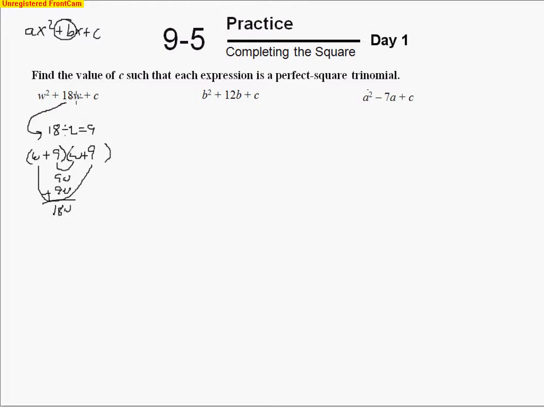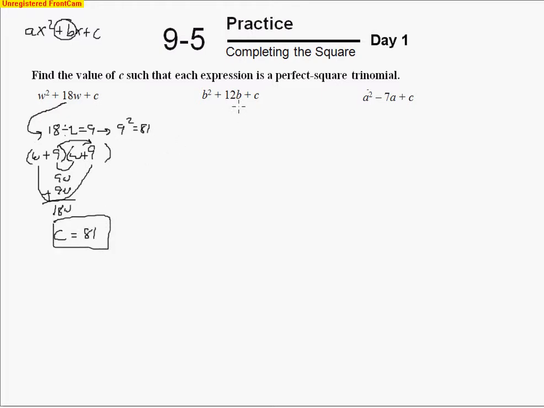Okay, so what's the last term? Well, that's just the product of these two last terms in each of the binomials. So 9 times 9 makes 81. That's the number we need. So basically, you're taking half of the b term, and once you get that answer, you're squaring that, and that gives you what the missing value is. So 81. So c equals 81.